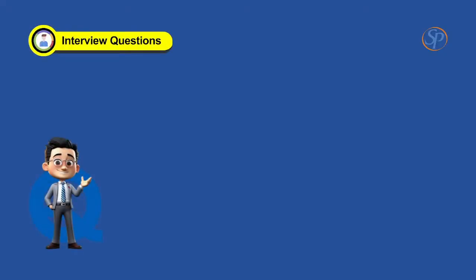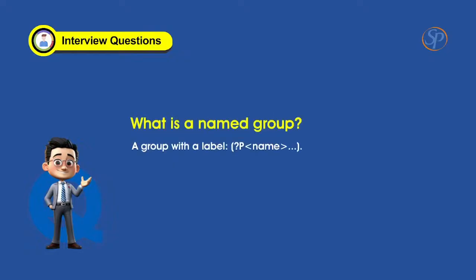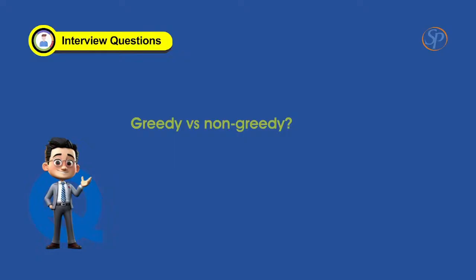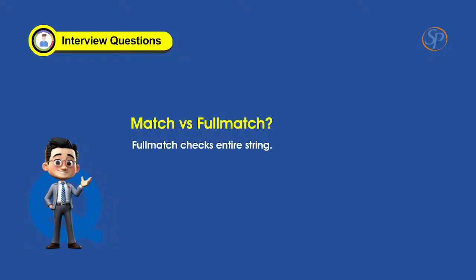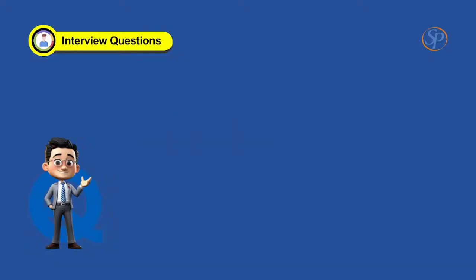Now we'll see a few interview questions. What does \d match? Digits 0 to 9. What is a named group? A group with a label using ?P and a name. What is lookahead? A condition that checks what follows a match. We'll see greedy versus non-greedy. Greedy matches as much as possible, but non-greedy matches as little as possible. Match versus fullmatch: fullmatch matches an entire string.